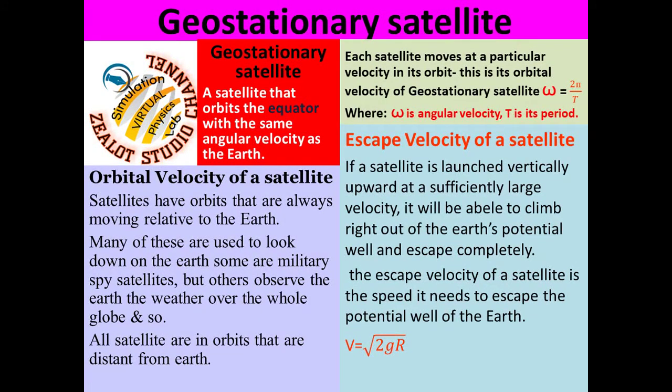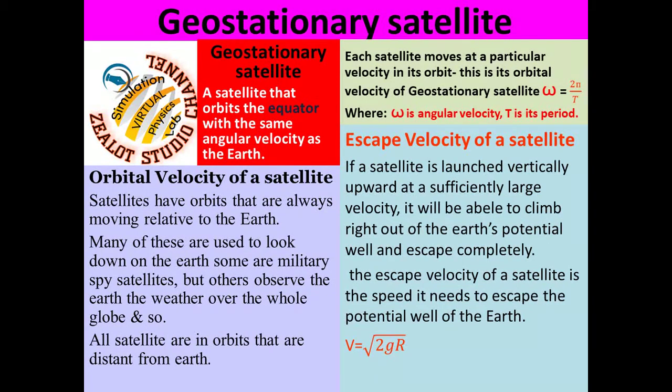A geostationary satellite is a satellite that orbits at the equator of the Earth with the same angular velocity as the Earth. The geostationary satellite occurs at that condition. So, the orbital velocity of a satellite means the angular velocity of a satellite.